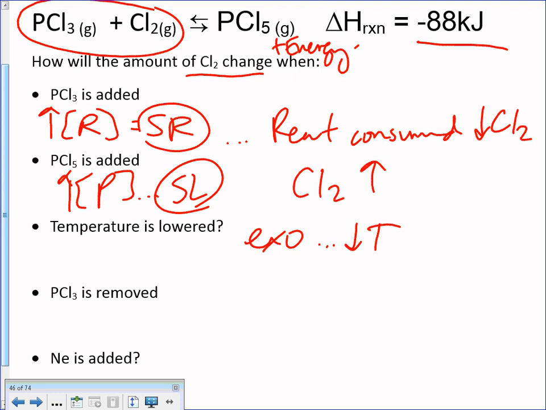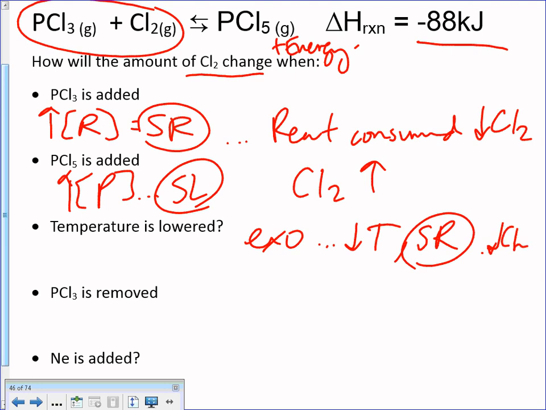So if you take away a product, you are going to shift left, I mean, towards the product side. But it's because when you take away this energy, the reverse direction is declining or slowing down. So the forward direction is going to be superseding it, so then you are essentially shifting right. What happens to the chlorine? Decreases, right? Because you're consuming it.